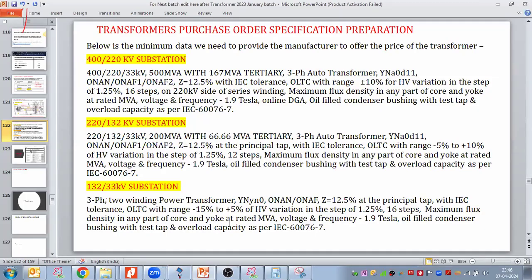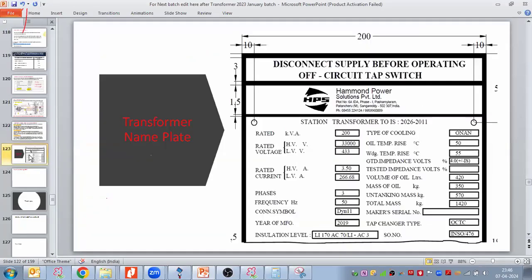Here it is now a 2 winding transformer, 132 by 33 kV substation, so 3-phase 2 winding. So far it is a single winding auto transformer; for the 2 winding power transformer with YNd1 vector configuration, cooling, impedance at the principal tap with the IEC tolerance, OLTC range and OLTC steps, flux density, and then type of the bushings, oil filled condenser bushings with test tap, and overload capacity as per 60076 part number 7. So at minimum this information we should provide to any vendor to quote the transformer price.